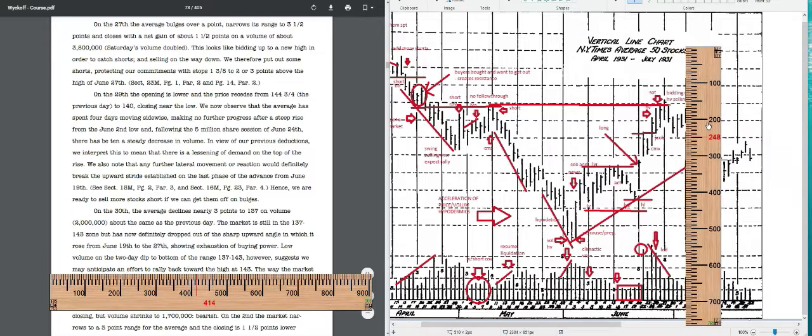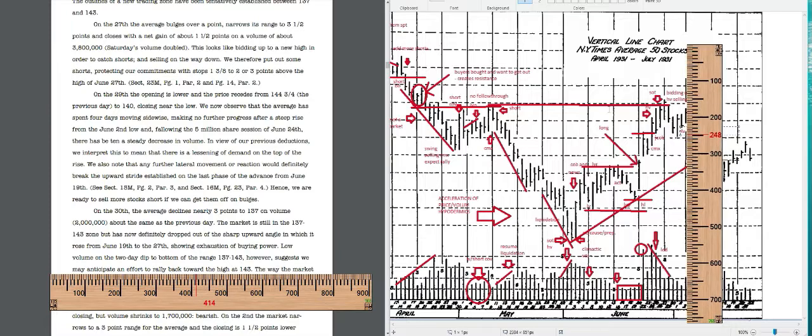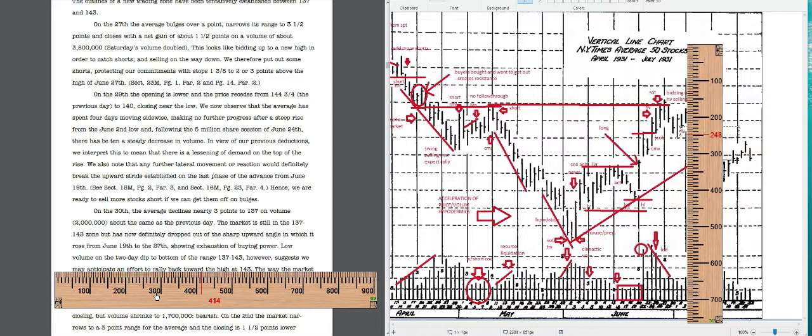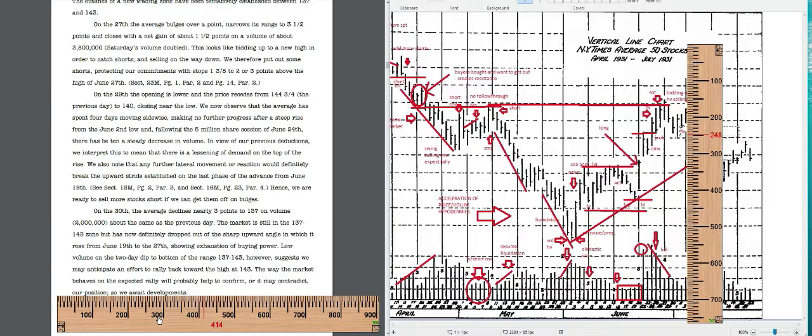So what is he talking about? He's talking about this dip right here. When it tries to go down, this volume is low. So I'd look for another attempt at the high. However, it suggests we make another attempt. The way the market behaves on the expected rally will probably help confirm or it may contradict our position.